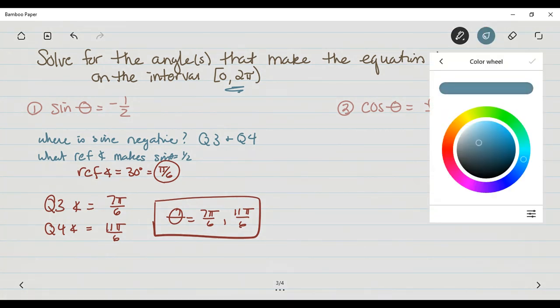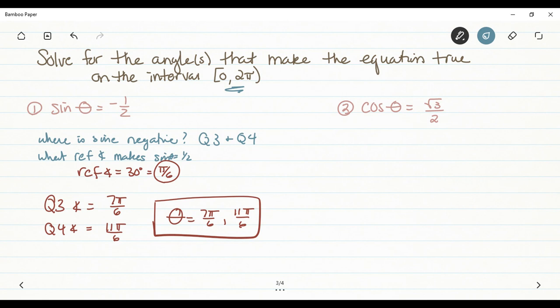In our next example, now we're looking at cosine. Cosine is √3/2. So we're first going to ask ourselves, where is cosine positive? Well, that's in quadrant 1 because everything's positive in quadrant 1. And cosine is also positive in quadrant 4. So we are going to have two answers for this one as well. So what is the reference angle that we get √3/2 for cosine? Our reference angle for this one is also pi over 6.